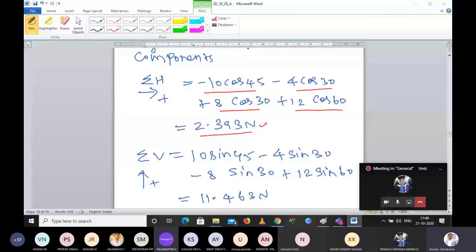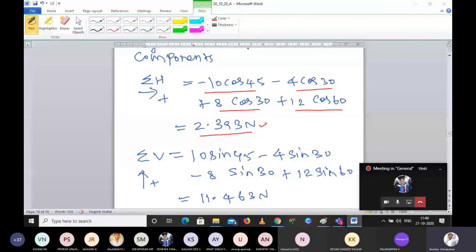Is it clear now? I got the resultant as 11.71 Newton. Okay, we will check it out. And we have to calculate the moment also. Please wait. Once you are calculating, I need your support.